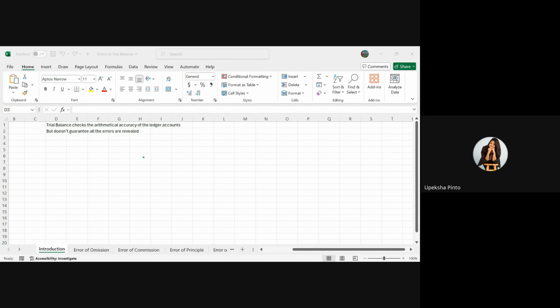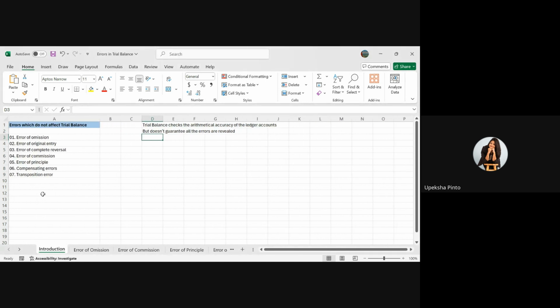So we are going to figure out what these errors are and how you correct them in the books of accounts. For errors which do not affect the trial balance, you have seven types: error of omission, original entry, complete reversal, commission, principal, compensating, and transposition. We are going to identify each of these and see how to correct them. Remember, if it is not affecting the trial balance, I'll put a star mark here.